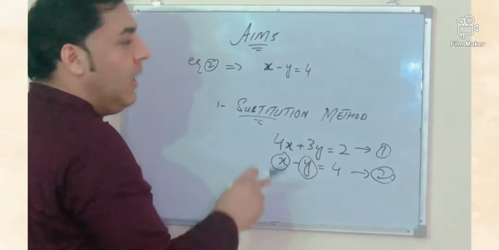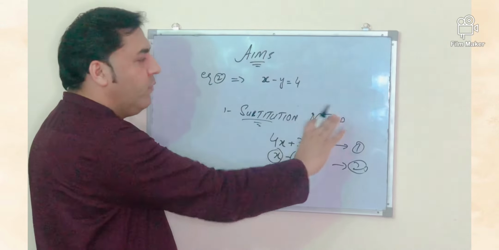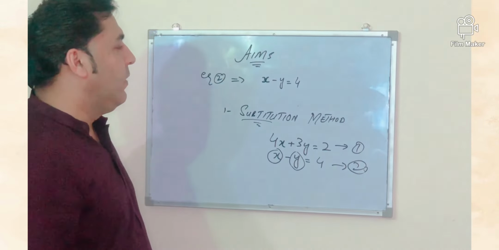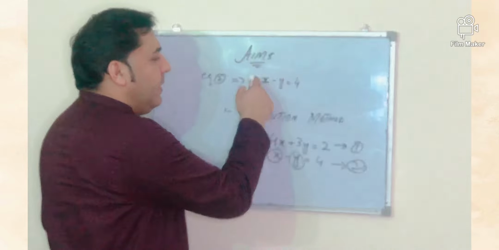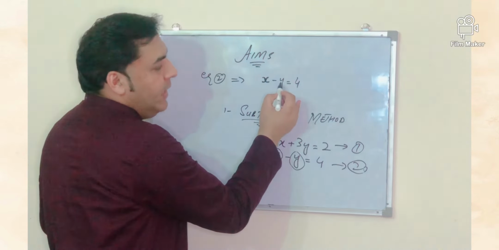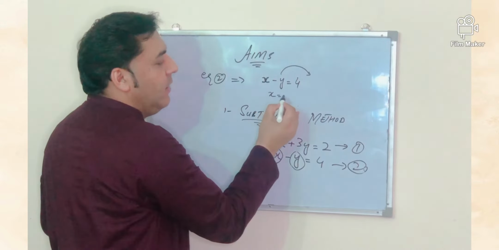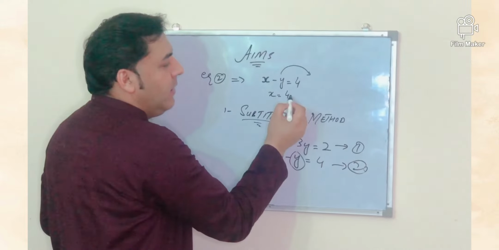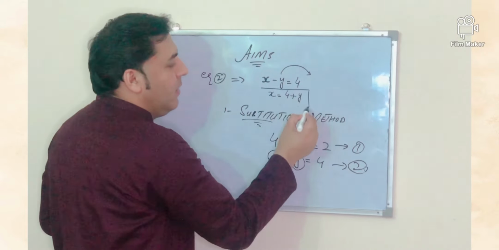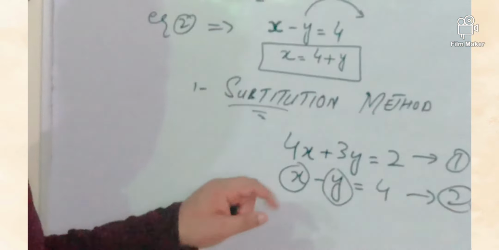Extracting x means I will keep x on the left hand side, and all other things I will move to the right hand side. Same procedure we will adopt. This y is subtracting, so I will move it to the right hand side, where it will be added. I will be left with x equal to 4 plus y. Now this x is extracted.